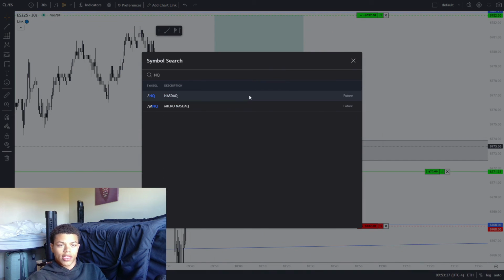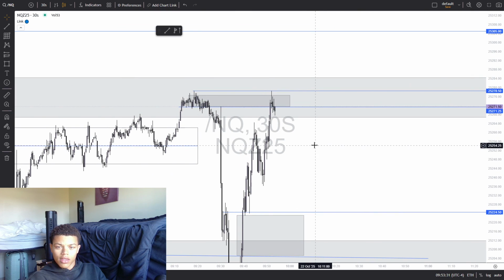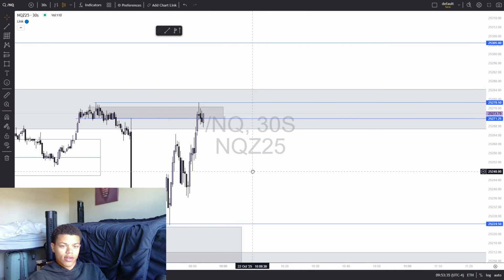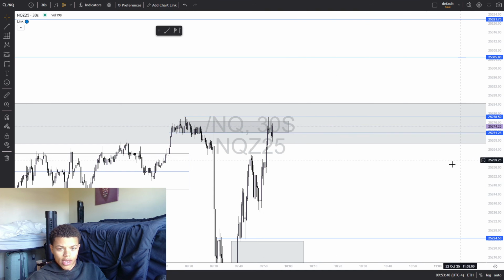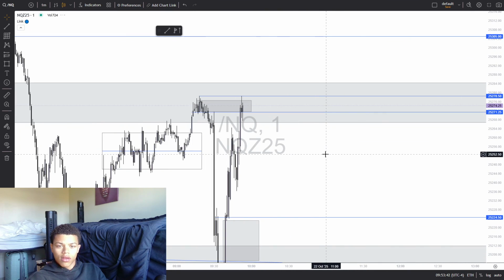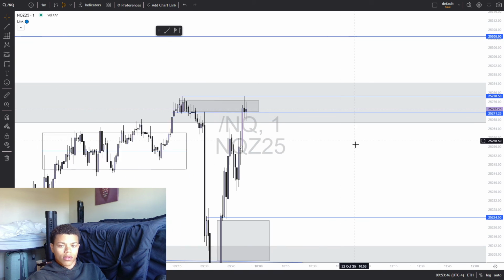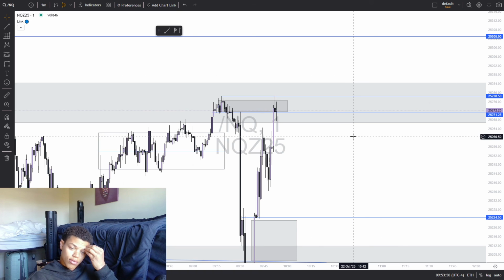Actually, I want to see if we get some displacement here on NQ. It's not looking like it yet. We just inverse this actually on NQ here. So if we get displacement off this push from this inverse fair value gap, then I'll add in another con. Just want to see us make a new high here on NQ.